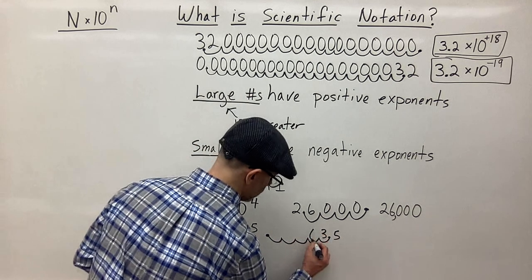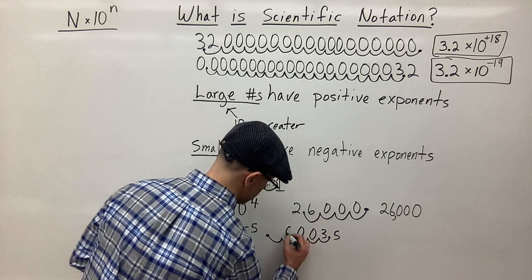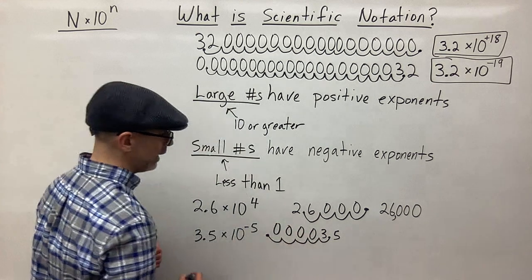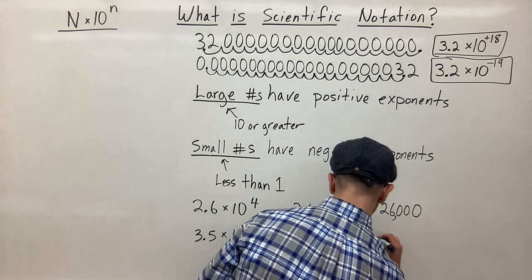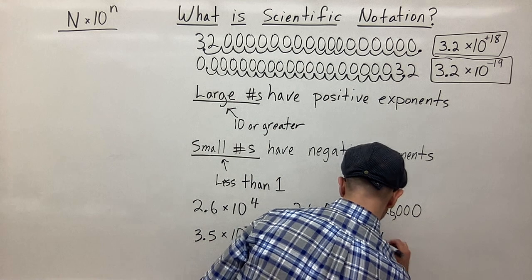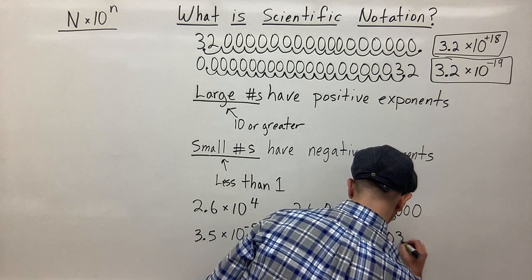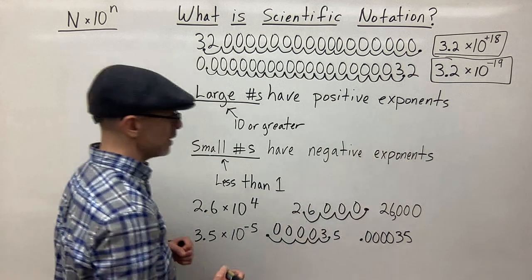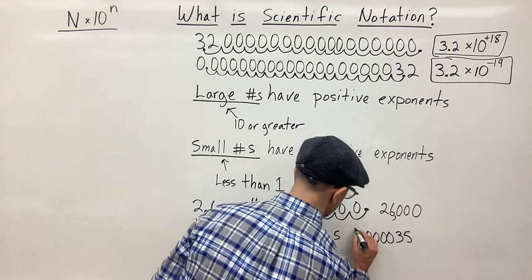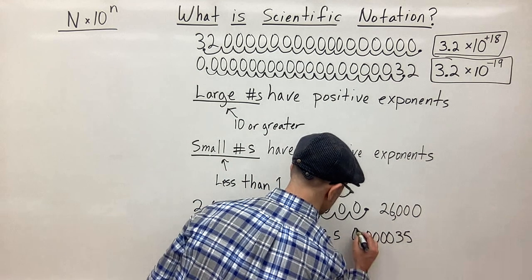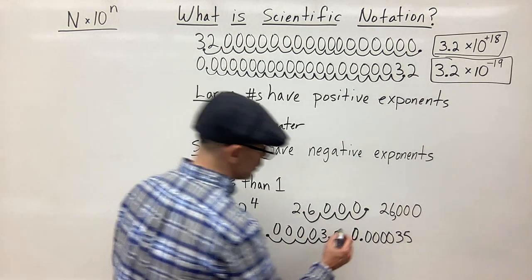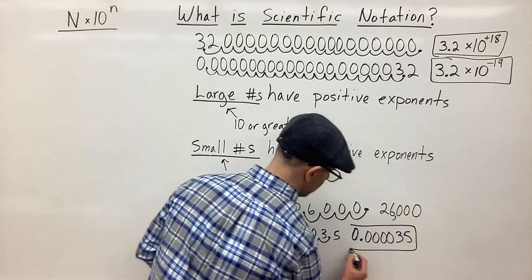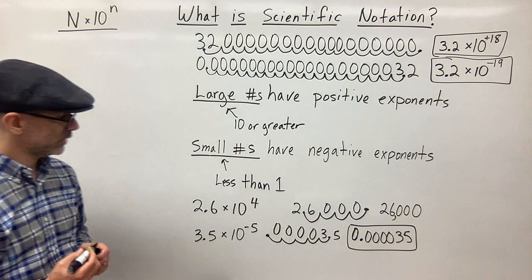And so I'm going to put zeros in the spaces here. And I'll rewrite the number. So this is going to be 0.0000035. And we normally put a 0 in the front as a placeholder, like so. And so then this number is that number in scientific notation.